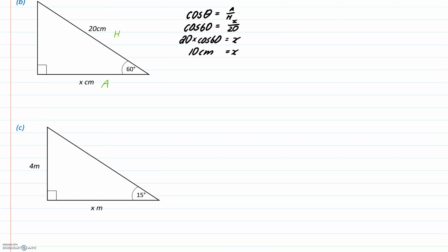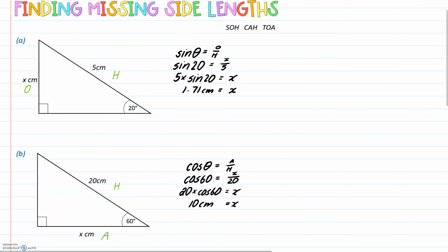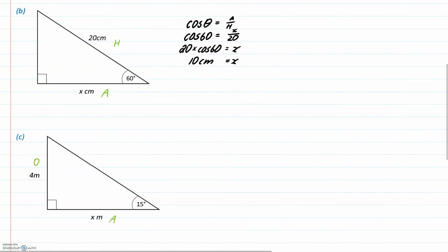So let's do what we always do, start by naming our sides. 4 metres is directly opposite the 15 degrees, which makes it opposite, and the x metres is right next to the angle, which makes it the adjacent. So if we go and have a look at SOHCAHTOA, we know that we're going to be using tan. So let's write tan theta equals opposite over adjacent. Step 1 and 2 are done. Step 3, fill in the unknowns. Tan 15 equals opposite, which is 4, divided by x. So this is where the difference is.